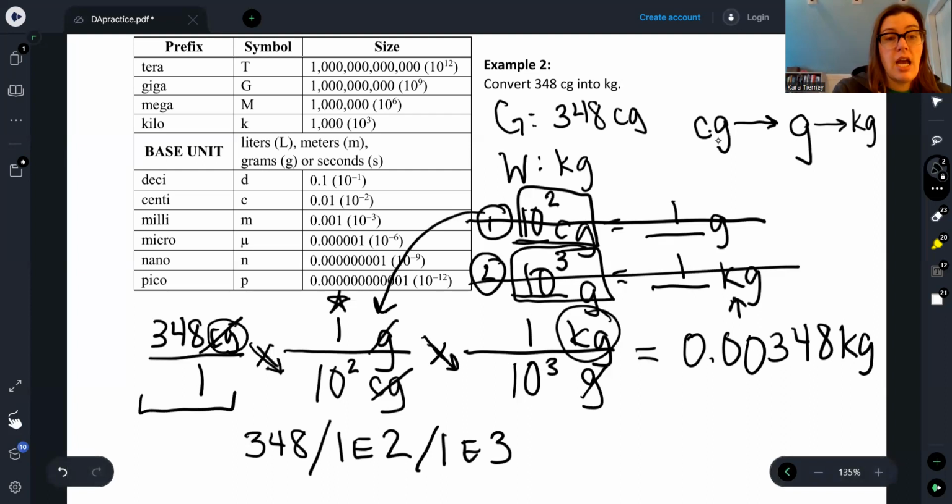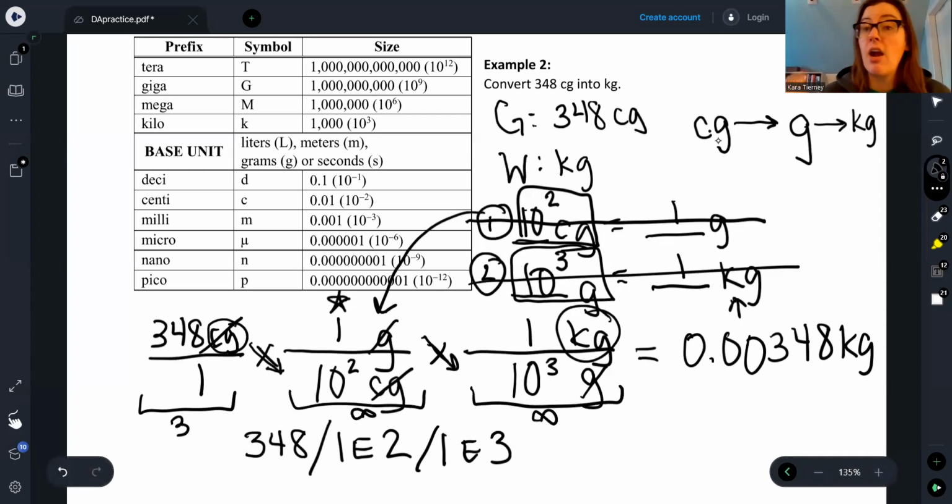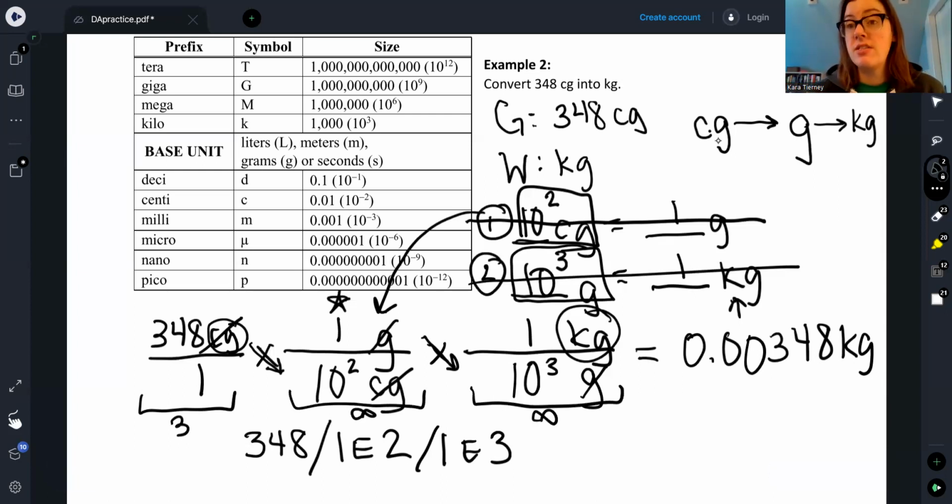This fraction has 3 sig figs. The other 2 fractions have infinity. Whenever we have units compared to each other that are in the same system, in this case metric, it's a defined relationship. So whenever I'm using this prefix chart, it's infinity. So we need to keep 3 sig figs. Our answer is written with 3 sig figs.